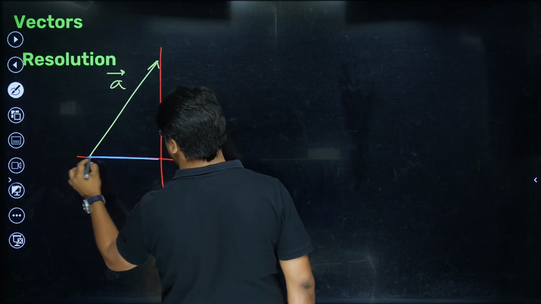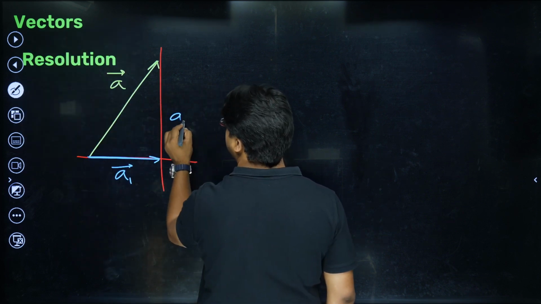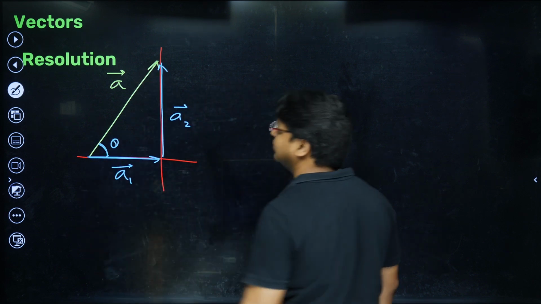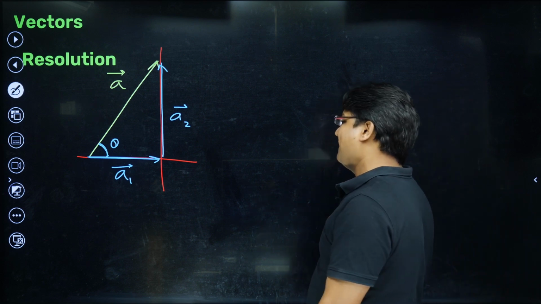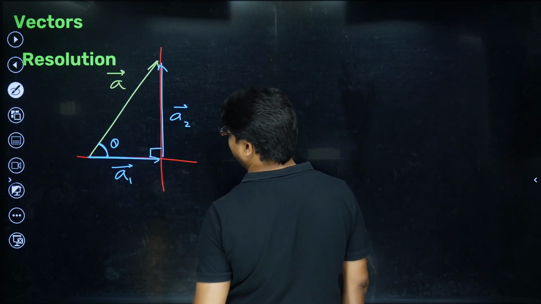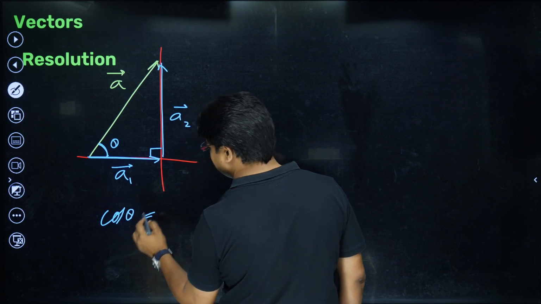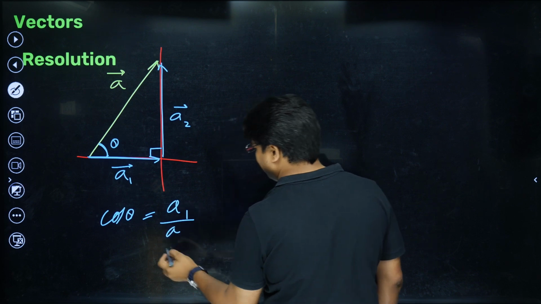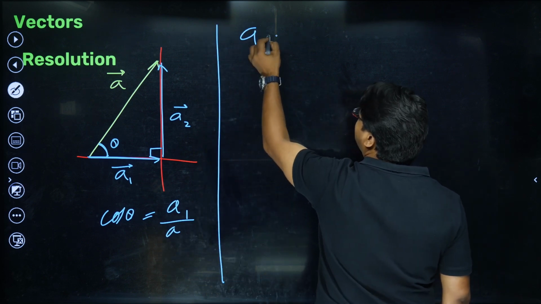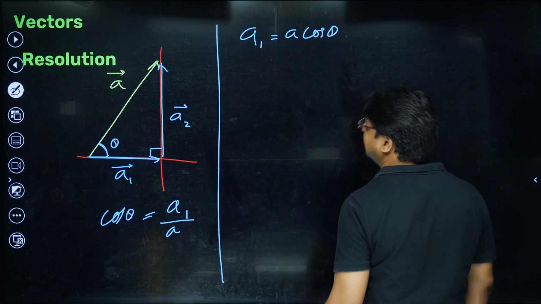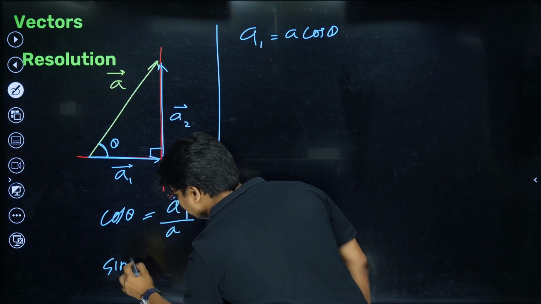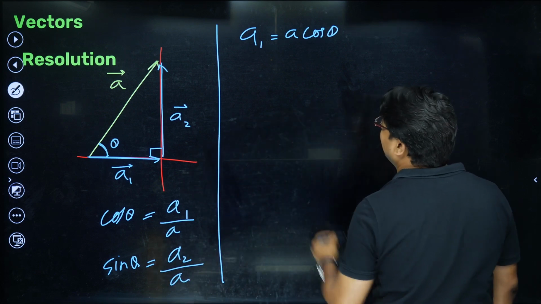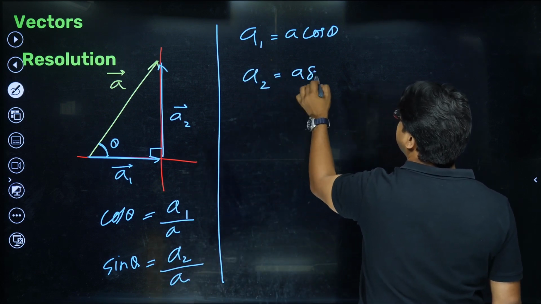Okay, so let's say this is the a1 vector, and this is the a2 vector. Suppose we know this angle is theta. Notice this, guys, since this is a right angle, cos theta will be written as the length of this vector, which is a1, divided by the length of the hypotenuse, which is a. In other words, a1 can be written as a cos theta. Similarly, sine theta would be a2 divided by a, or in other words, a2 would be a sine theta.